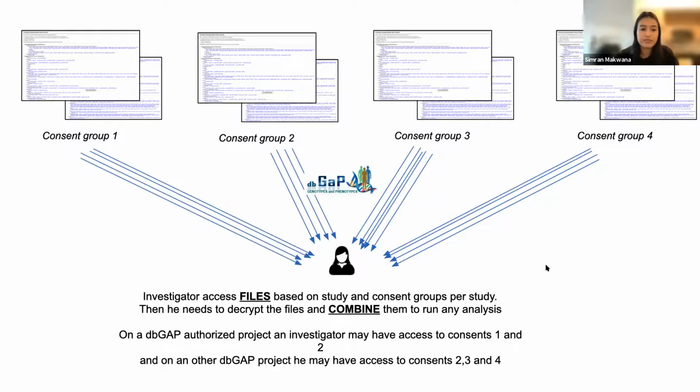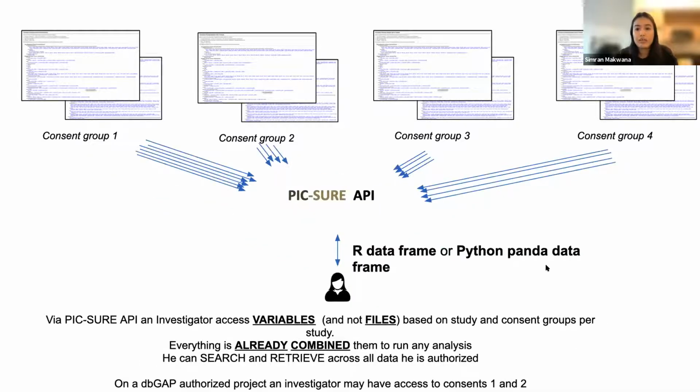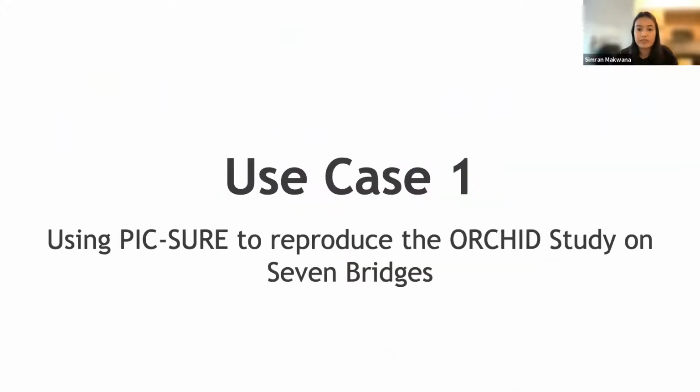Next slide, please. The PIC-SURE API ingests data from dbGaP and pulls out the information at the variable level. So everything is already combined for the researcher to run any analysis, and a user can search and retrieve data for any study or consent group they are authorized to access. This greatly simplifies the user journey. Next slide, please. Thank you.